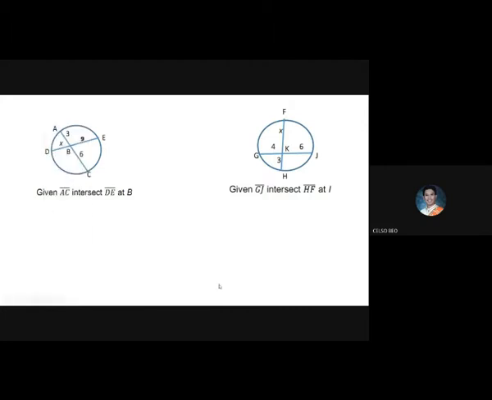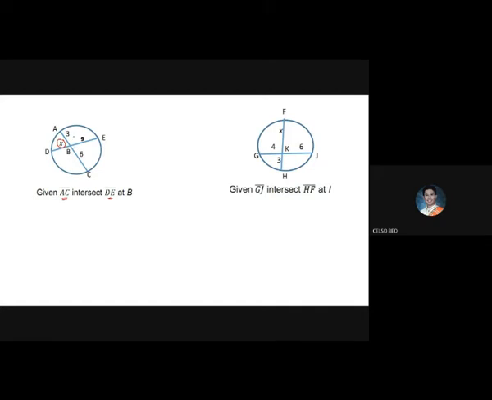For example, we have here chord DE and chord AC. Given that chord AC intersects DE at point B, we have a point of intersection at point B. What will be the value of this unknown, this variable x? How can we find the value of this unknown part of the segment? Here we have chord AC and chord DE.